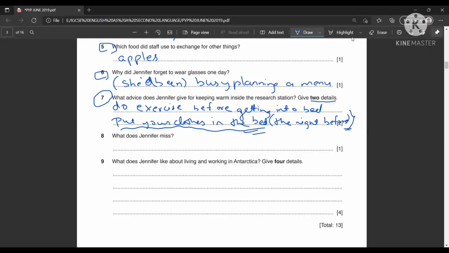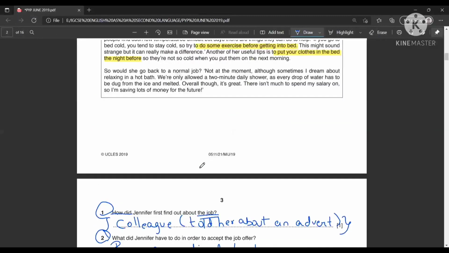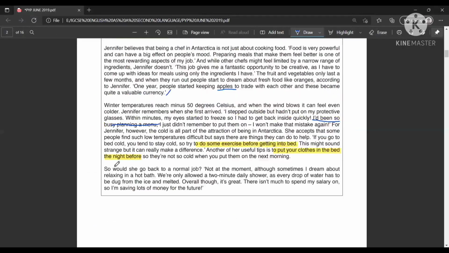What does Jennifer miss? So this is the next question which we are going to look at. So let's go back to the text and find out the answer for this one. So we are going to read further. So would she go back to a normal job? No, not at the moment. Although sometimes I dream about relaxing in the hot bath. So we have got our answer.